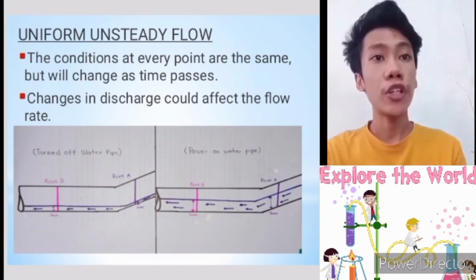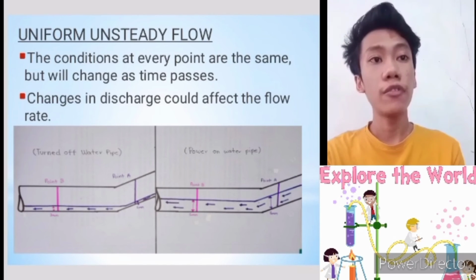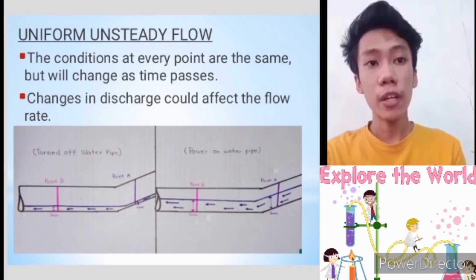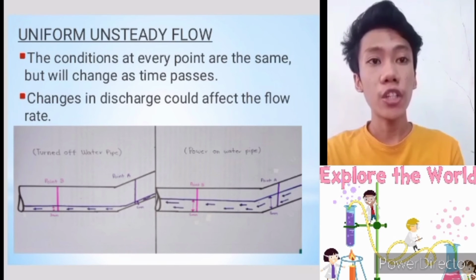As you can see, at point A we have 2 mm flow rate while at point B we have 3 mm. So as you can see, the conditions are the same. While in a powered on water pipe, at point A we now have 7 millimeter, and at point B we have 6 millimeter. So the sudden changes in fluid discharge happen as we power on the water pipe.